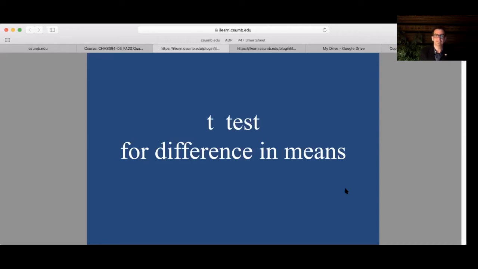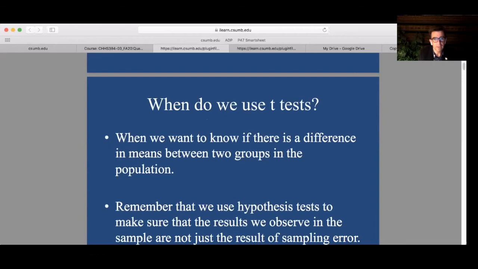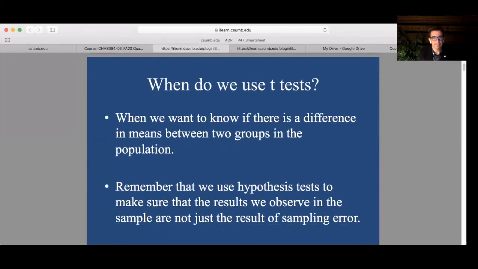We're going to learn about t-tests for differences in means. Like I said in the intro, we use t-tests when we want to know if there is a difference in means between two groups in the population, right?